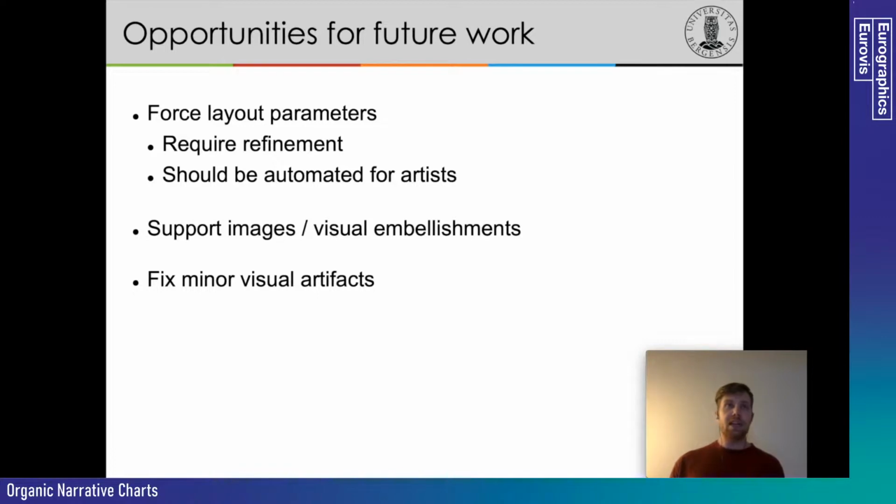So for example, we can imagine a slider which allows the artist to choose how wavy the streams should be, or how much empty space there should be, instead of having the direct force parameters to define. We also want to support images and visual embellishments that we have found in Botticelli's work, and fix some of the minor visual artifacts that we still have in our implementation.